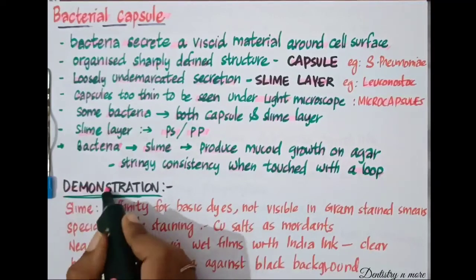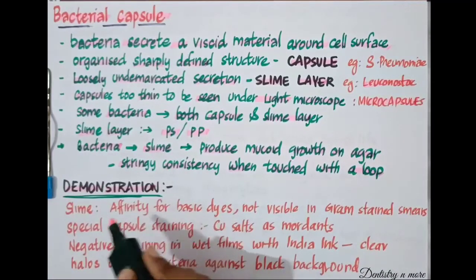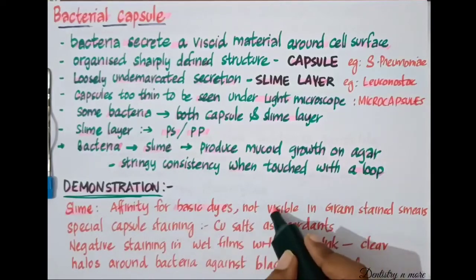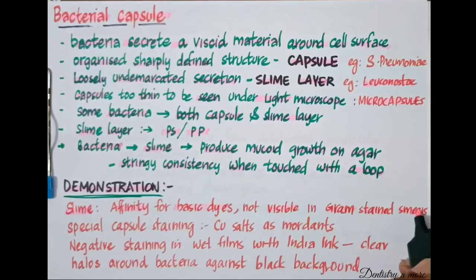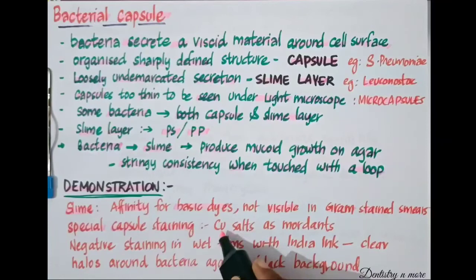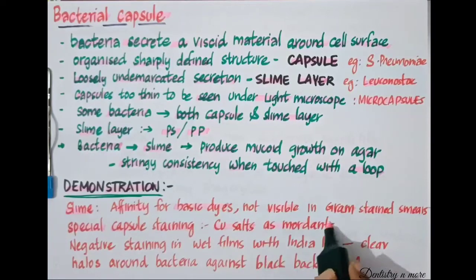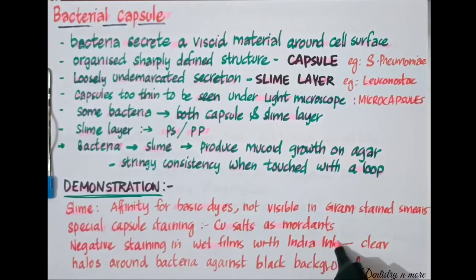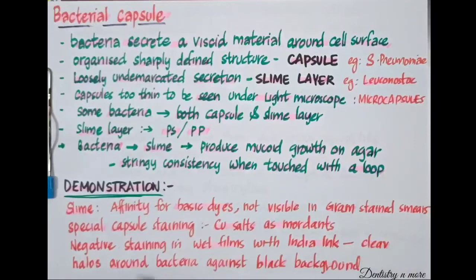Next, how do we demonstrate bacterial capsules? Usually, capsules have an affinity for basic dyes, so they are not visible in Gram-stained smears. So we employ special capsule staining, where we use copper salts as mordants. We can demonstrate bacterial capsules by negative staining in wet films with India ink. We can see clear halos around the bacteria against a black background. These clear halos are bacterial capsules.